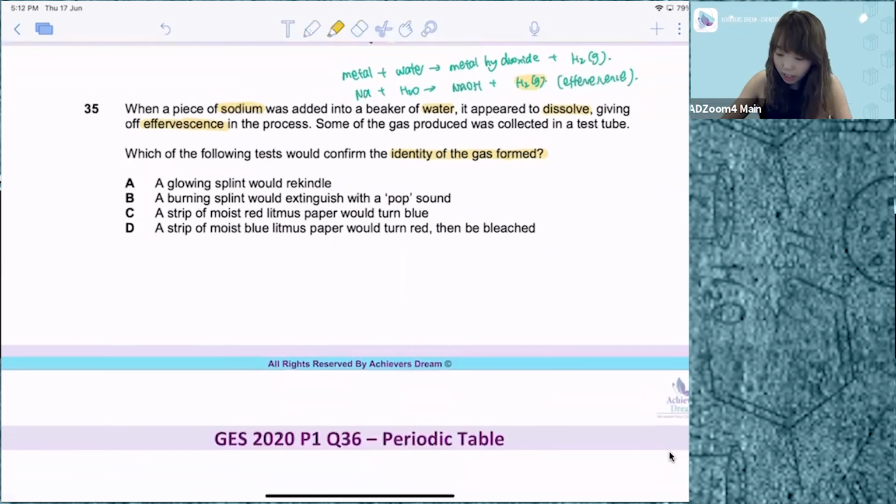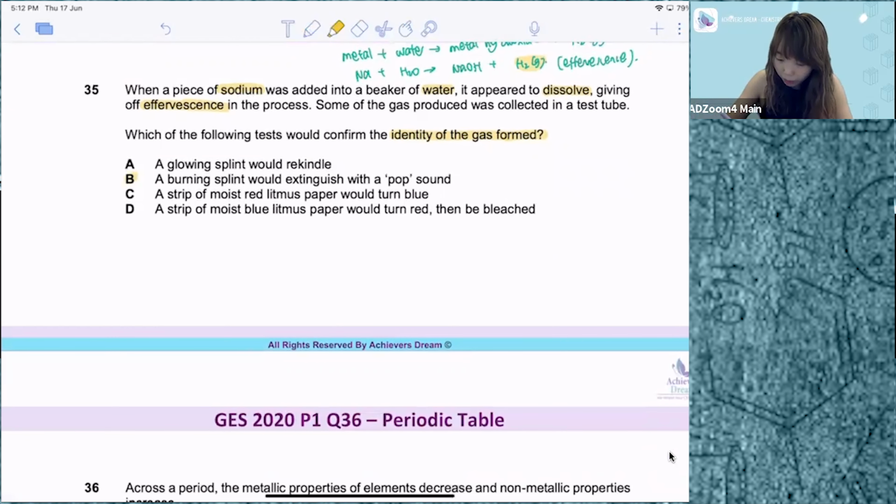The identification test is option B, whereby a lighted splint would extinguish with a pop sound. Okay, so the answer is option B. Now for option A, a glowing splint would rekindle. This is oxygen. For option C, a strip of moist red litmus paper would turn blue.